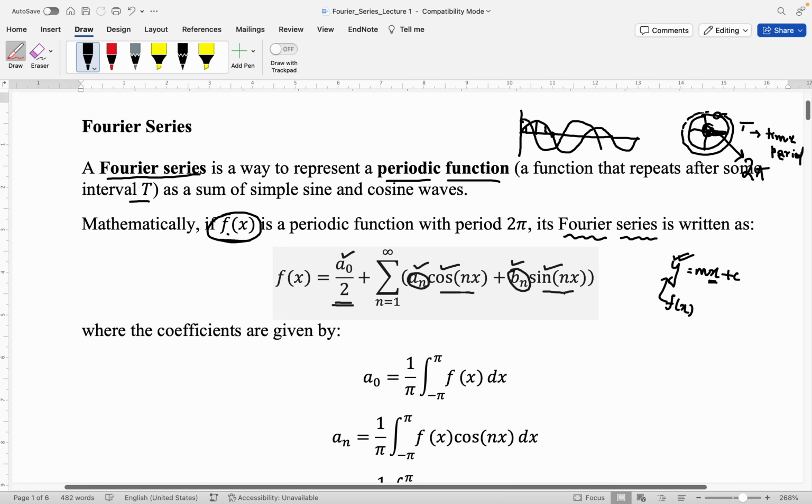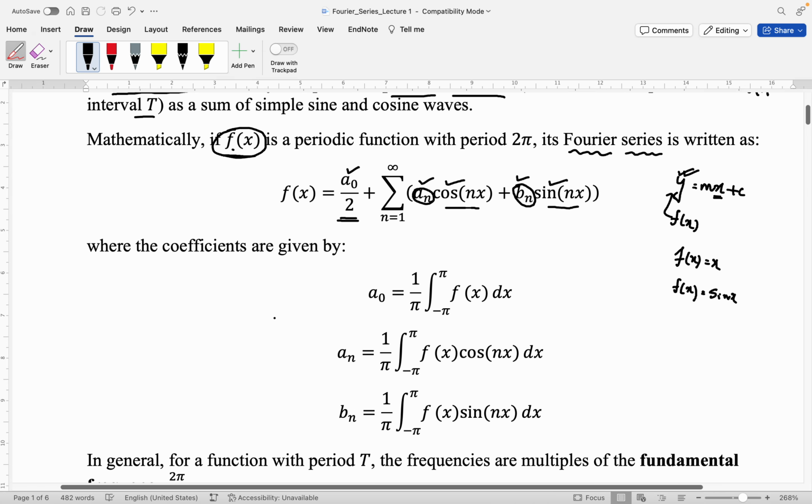For every function the Fourier series might be different. For example, if someone says the function is f(x) = x, you calculate a naught, an, and bn for f(x), and then you put them there, and you get the Fourier series for this. But if someone gives you f(x) = sin x, then your function entirely changes. That means your Fourier series will also change. It depends on the function.